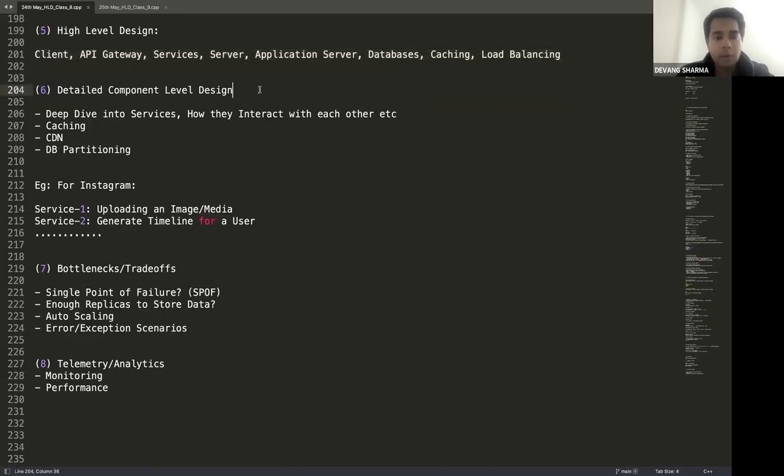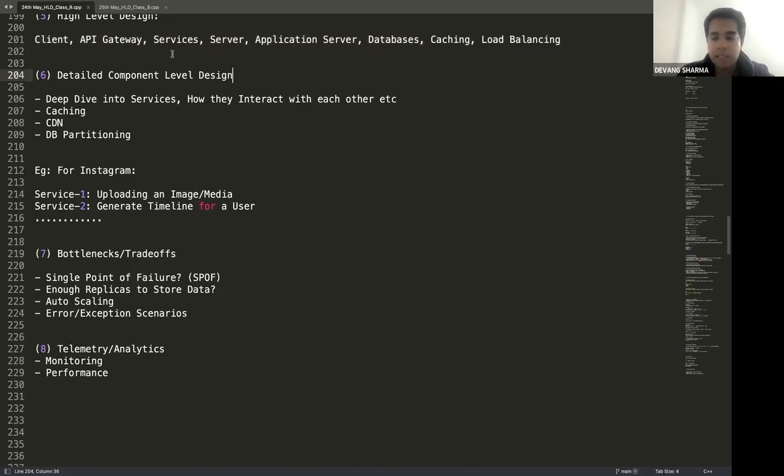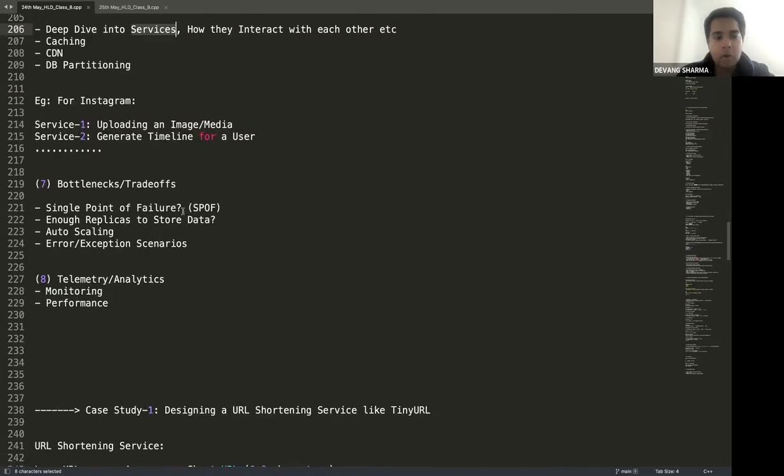And then sixth is the component level design. Once we have the high-level design, we can deep dive further into services, what sort of services, how they interact with each other, caching, CDN and DB partitioning. Then we finally talked about bottlenecks and trade-offs. If my current design introduces any SPOF, how do we fix that?